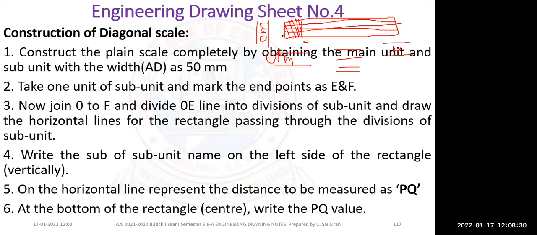And here you have to write 1 dash, 2 dash, 3 dash, same thing, and you'll be joining. Suppose you want to measure any distance. How to measure the distance: suppose I want to measure 2.45 meters. In the plane scale you can measure only 2.4 meters. You can't measure 2.45 meters.